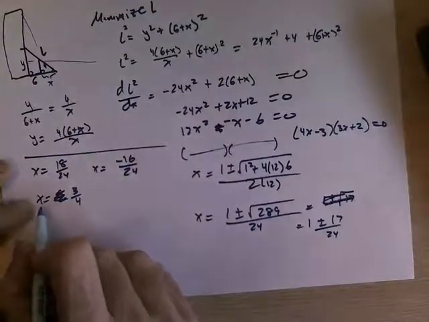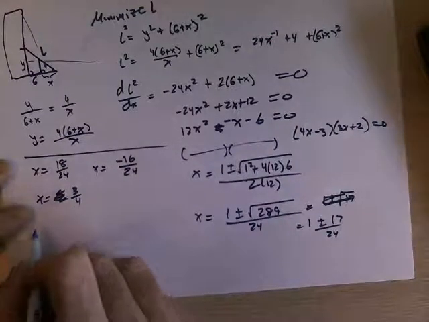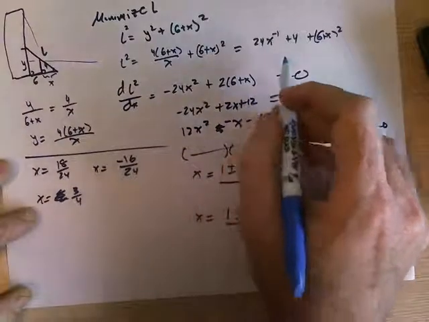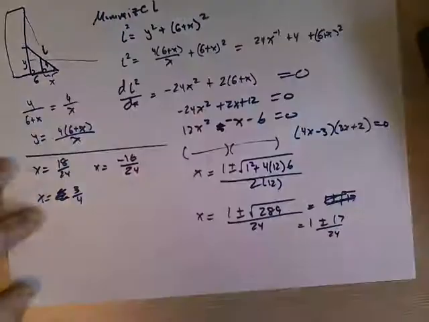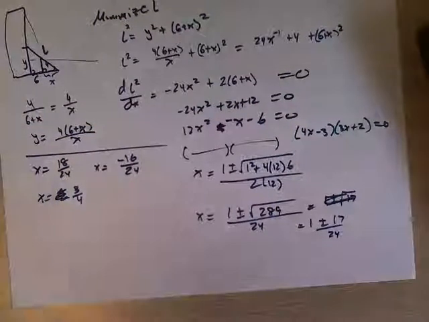Well, this length will be minimized when x is 3/4. I didn't actually find the length. In order to find the length, you've got to plug it back in up here. Plug the x in, see what L squared is. That's the length squared. Then take the square root to get the length. But there you go.